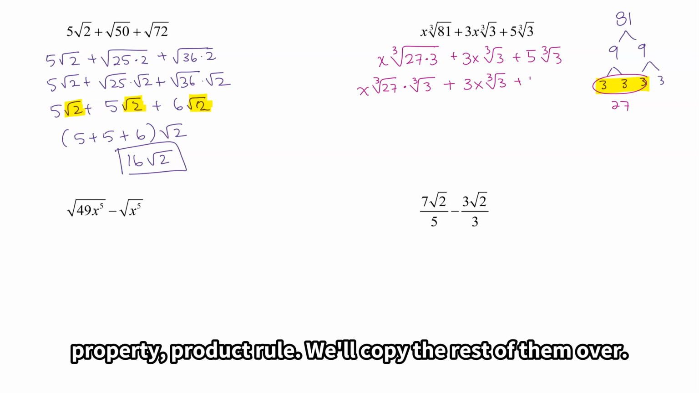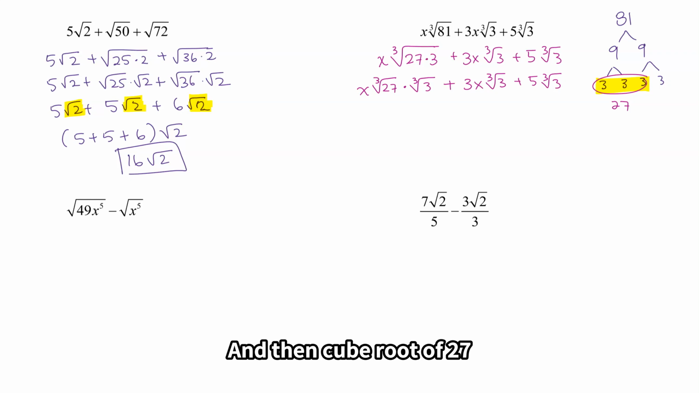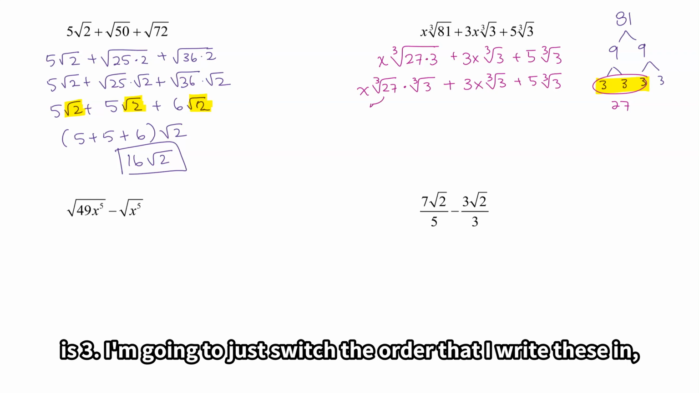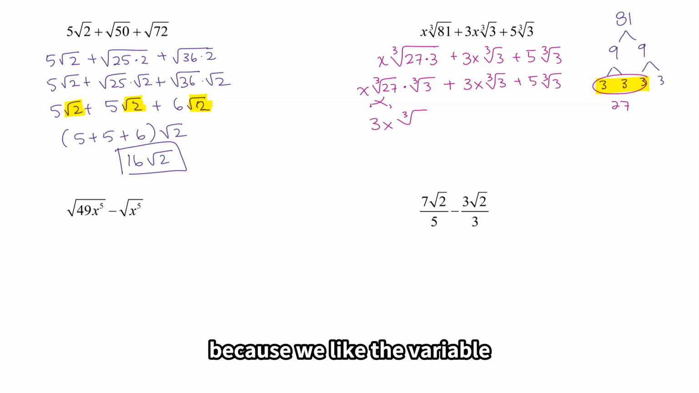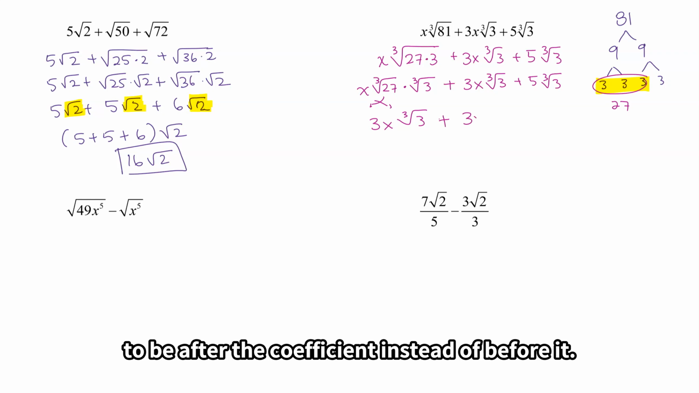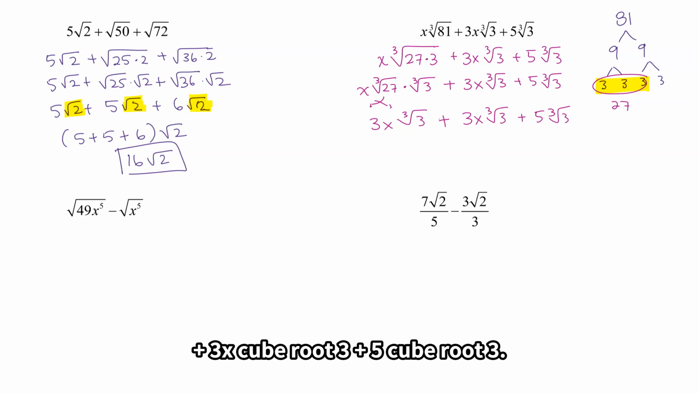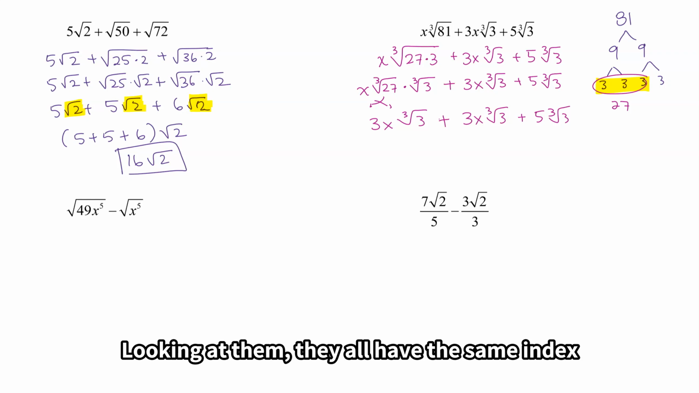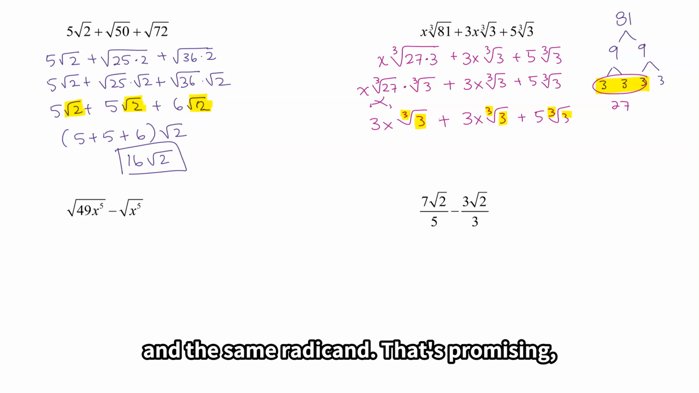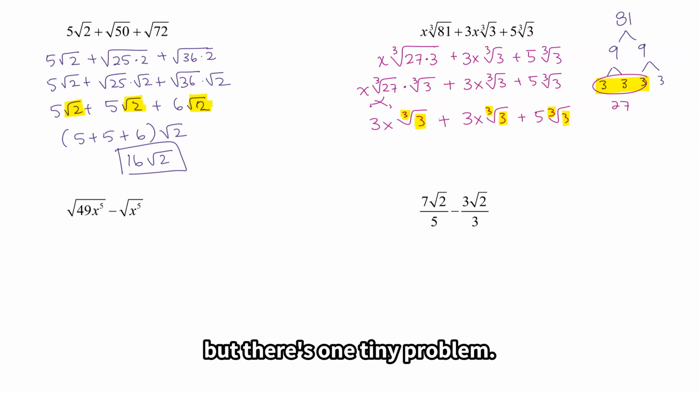We'll copy the rest of them over. And then cube root of 27 is 3. I'm going to just switch the order that I write these in because we like the variable to be after the coefficient instead of before it. And so now we have 3x cube root 3 plus 3x cube root 3 plus 5 cube root 3. Looking at them, they all have the same index and the same radicand. That's promising, but there's one tiny problem. Two of the terms have an x, and the last one does not.